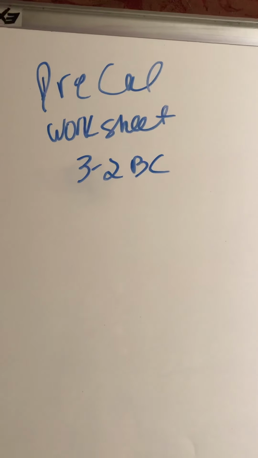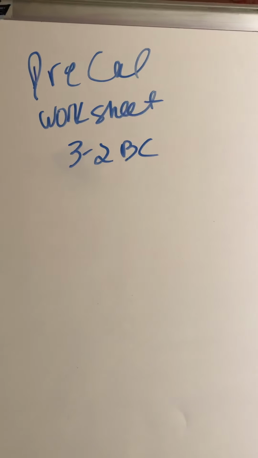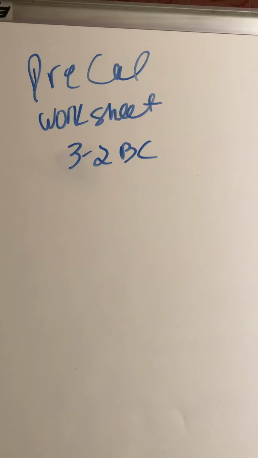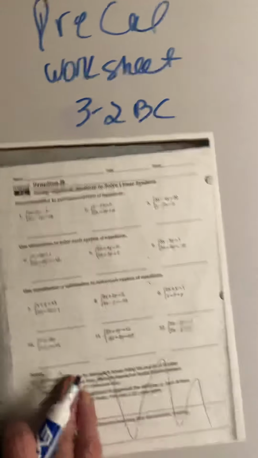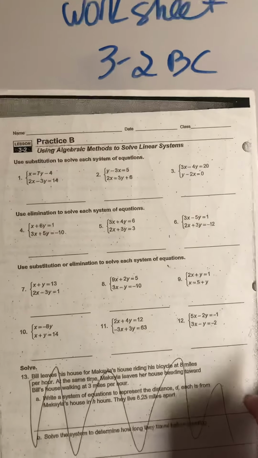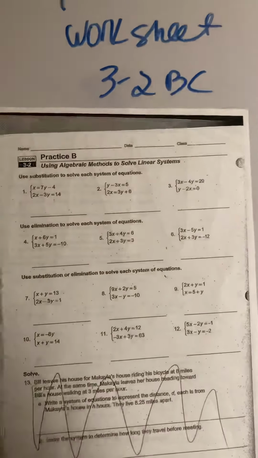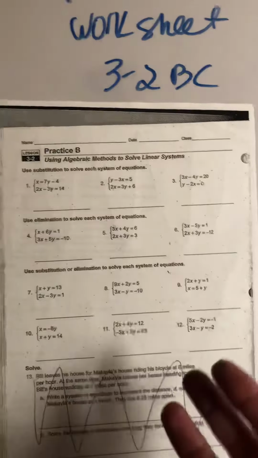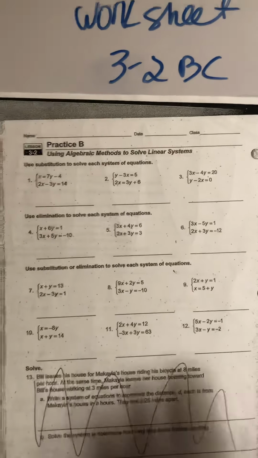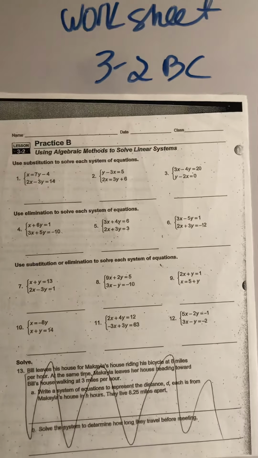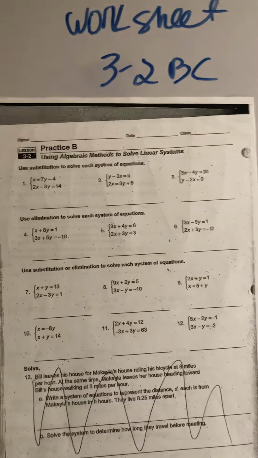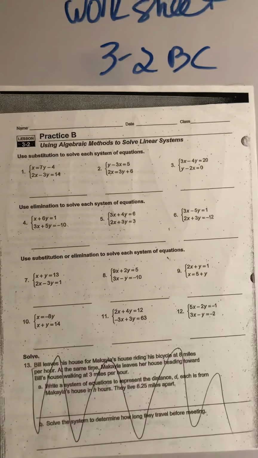Okay, so this is the video showing the worksheet 3-2B and C for pre-calculus. This is also going along with 9.1, because in 9.1 we go back and start solving systems of linear equations, simultaneous equations, or solving for x and y using substitution or elimination. Some of you might remember Cramer's rule. You could use Cramer's rule on it.